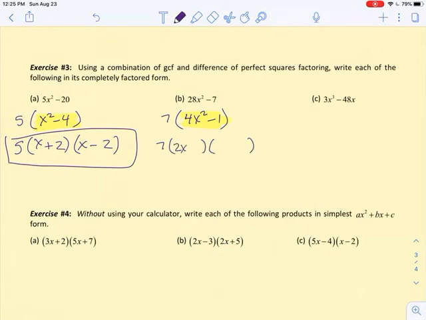So I'm going to set up my two sets of parentheses. 2x times 2x is 4x squared. 1 times 1 is 1. One's a plus, one's a minus.